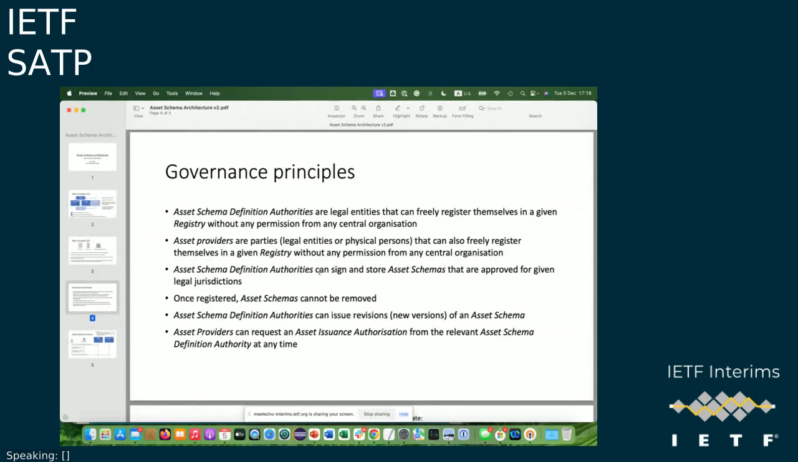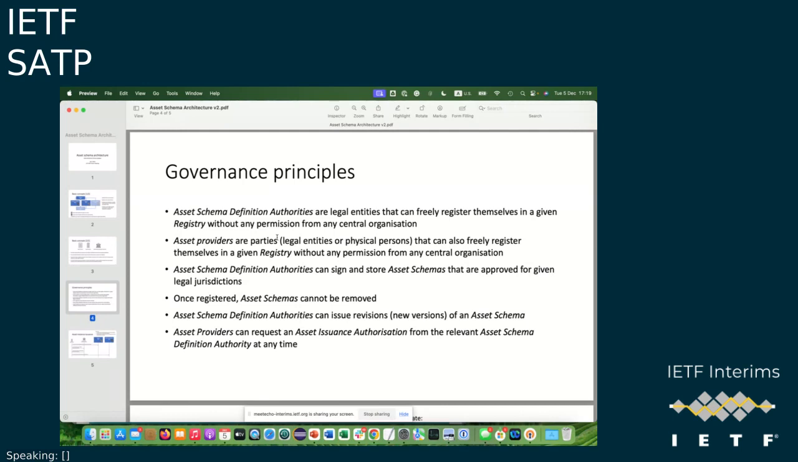So the asset schema definition authority signed the schemas. So in terms of the consistency and the integrity, we know that there is a specific schema that has been somehow approved in a specific legal jurisdiction by the definition authority. All the asset schemas are registered and there is no removal. They are all appended in the registry with new versions. And if an asset provider has an issuance authorization, then it can use the schema to actually issue and originate asset instances in the specific networks. So you have a trace that this asset has a reference to a schema that has been authorized by the specific definition authority, asset schema definition authority. So that's in a nutshell the concepts that we are introducing.